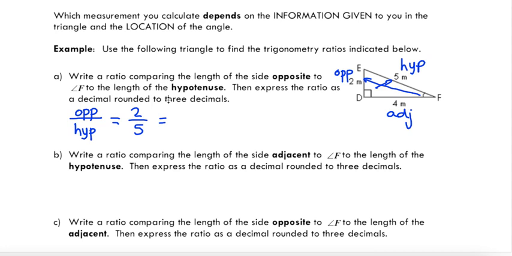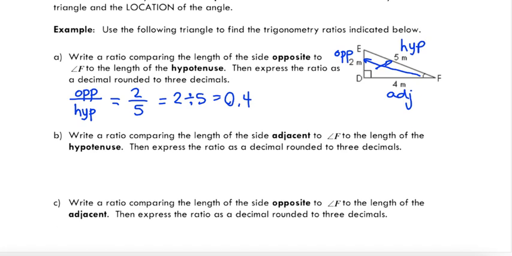And now I'm going to divide these two numbers. Remember that a fraction is the same as division, so you can do 2 divided by 5. And 2 divided by 5 gives me an answer of 0.4. Now, it says to round to 3 decimal places, but I don't have 3 decimal places, so 0.4 is fine to leave as it is.